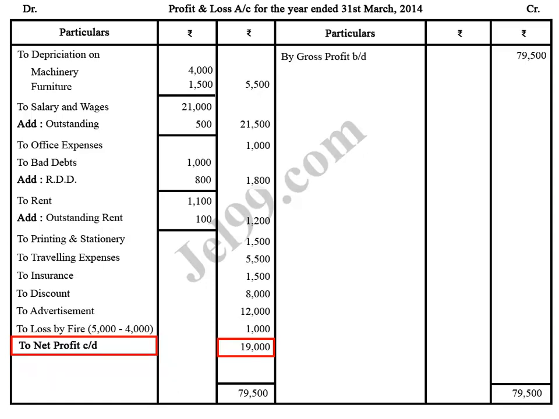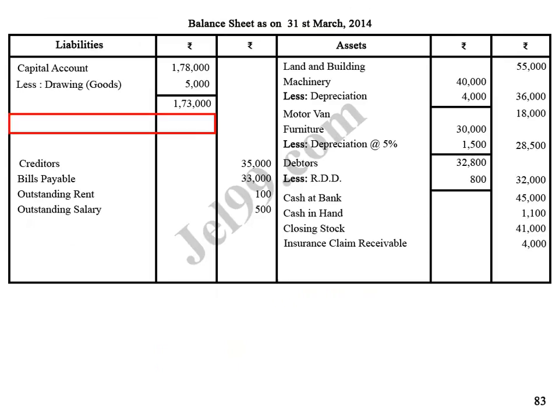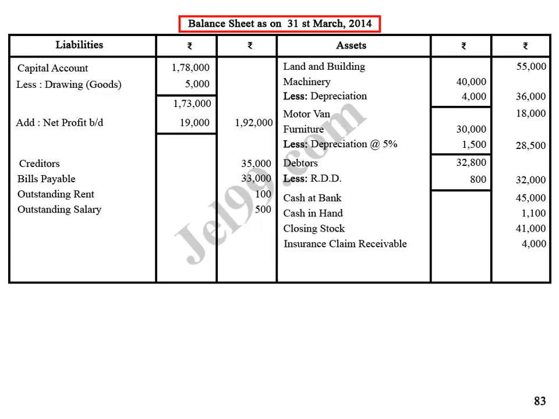Such net profit is transferred to balance sheet, liabilities side, as add net profit of ₹19,000, so 1,73,000 plus 19,000 is equal to 1,92,000. Now close down the balance sheet. Total of liability side is ₹2,60,600. Now total the assets side. Total of assets side is ₹2,60,600, so both the sides are tallied.